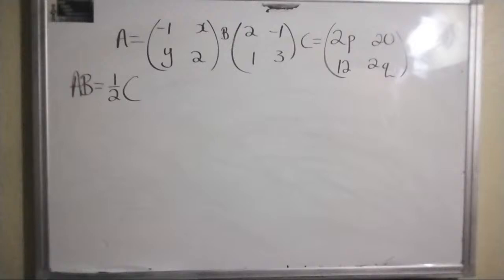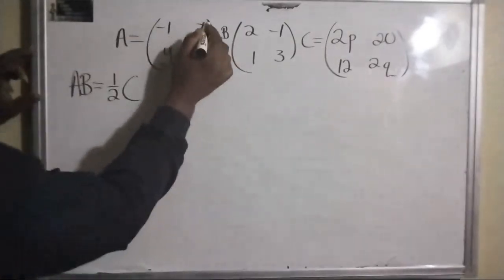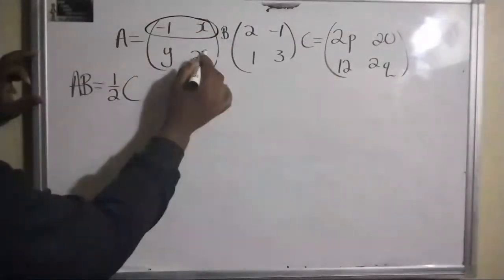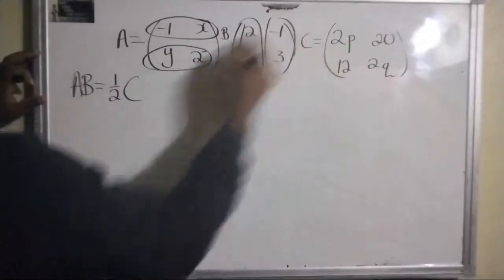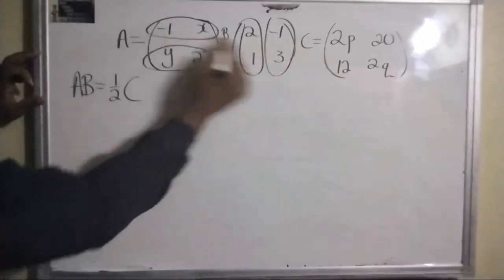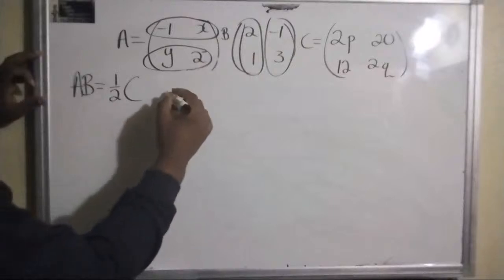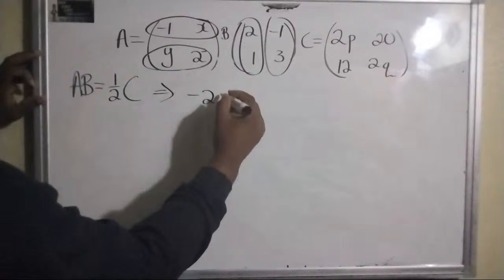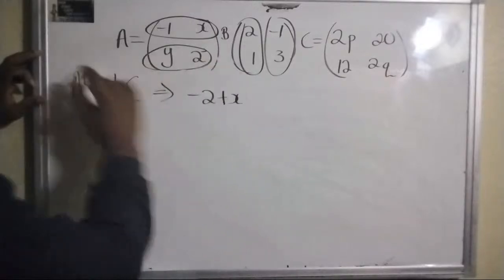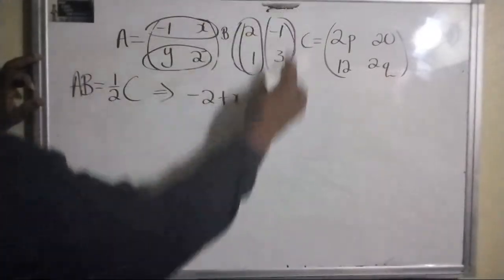Alright, so let's go. So we're going to multiply A times B. So let us do that. We turn it big now so we can cut it up in rows and columns. So we're going to use row 1 first. So it's negative 1 times 2, that is negative 2. 1 times x is equal to x. We're done with that. So we're going to row 1, column 2.